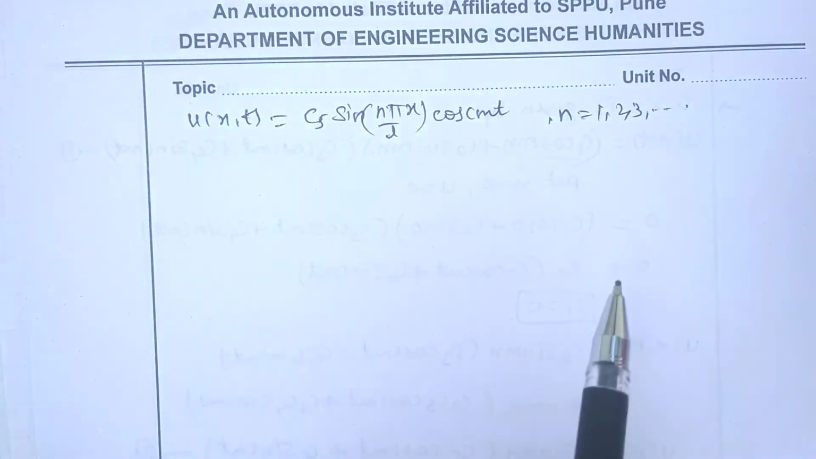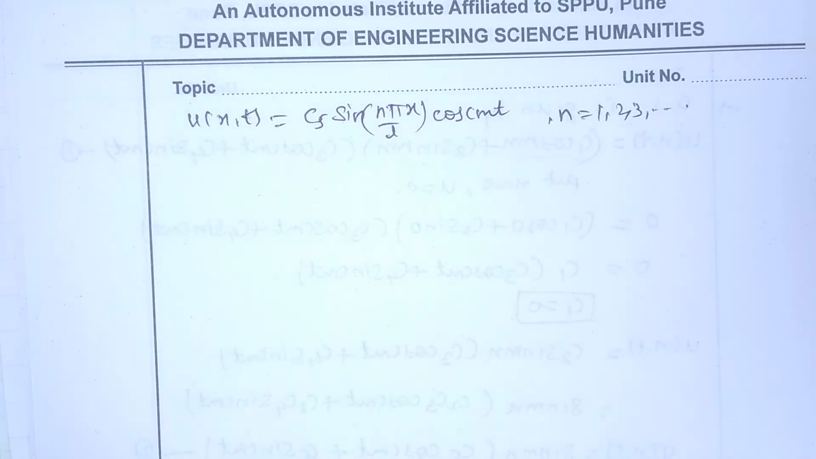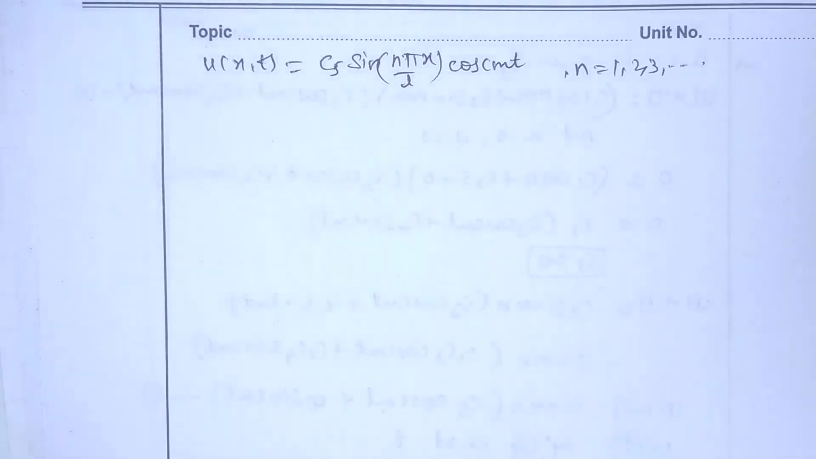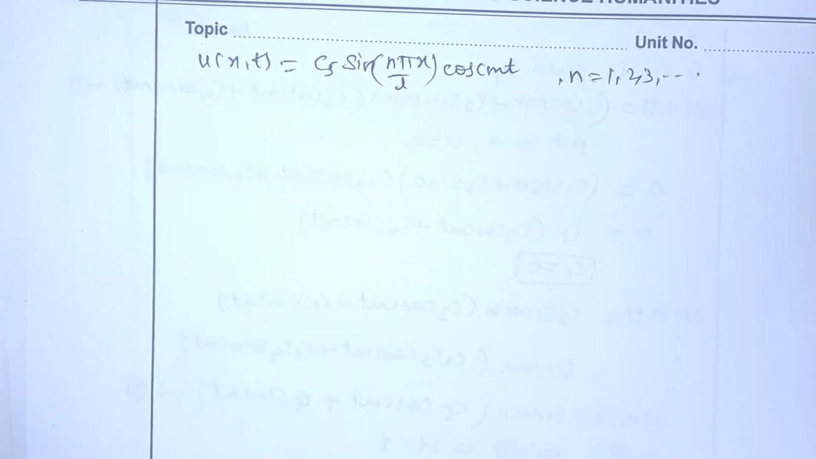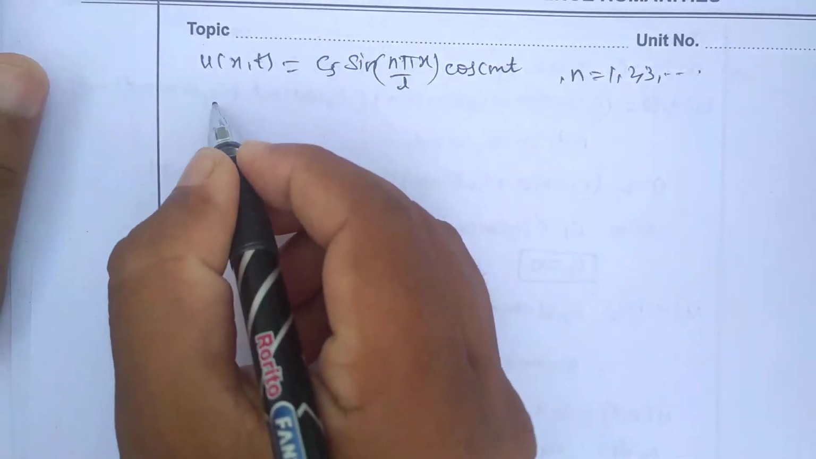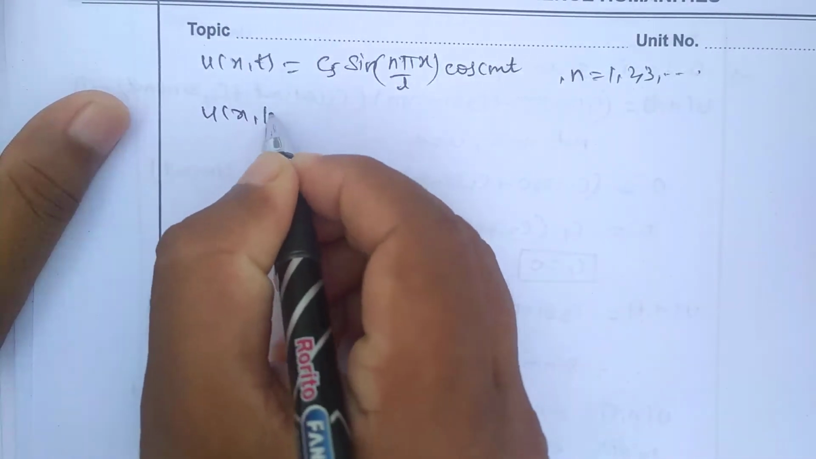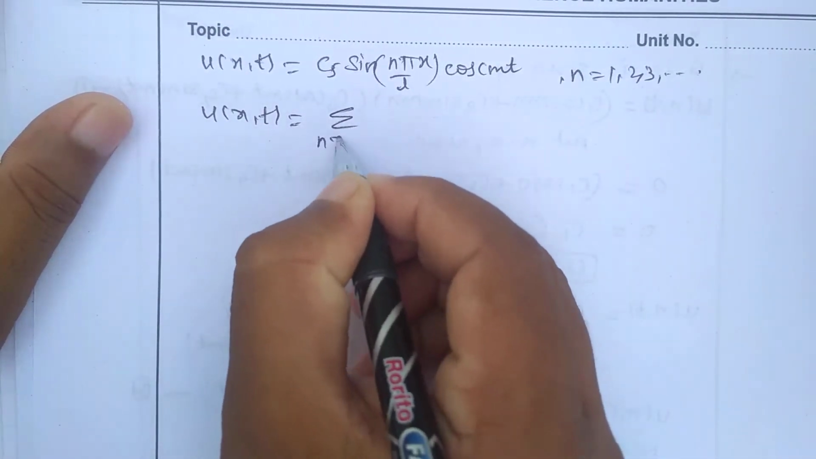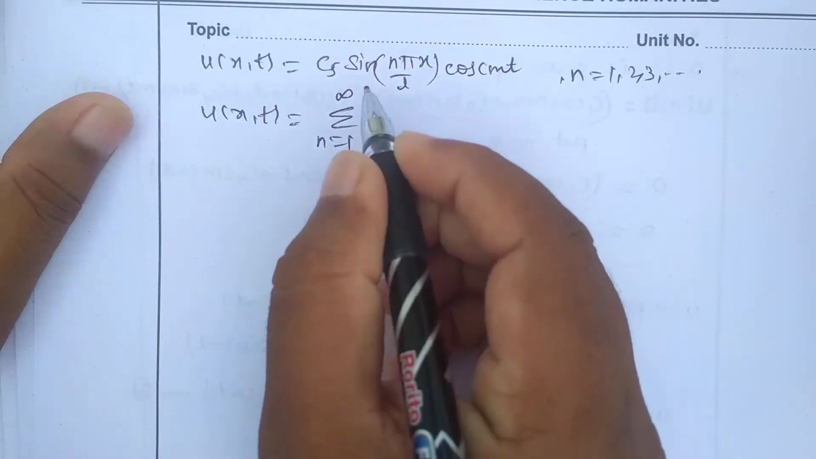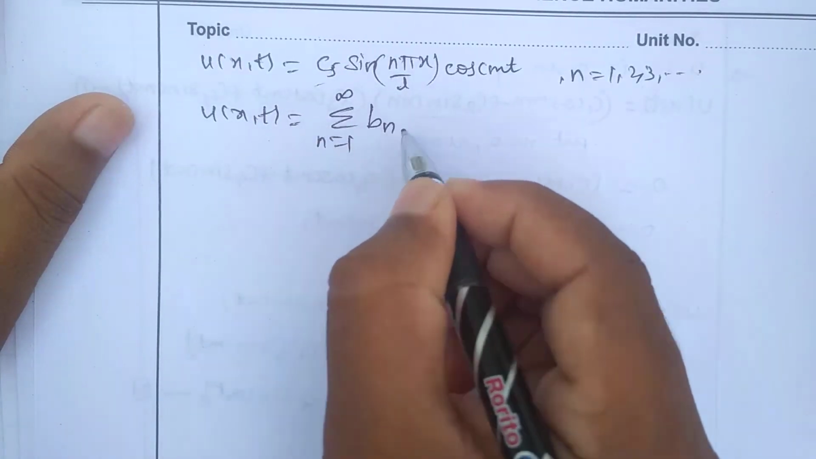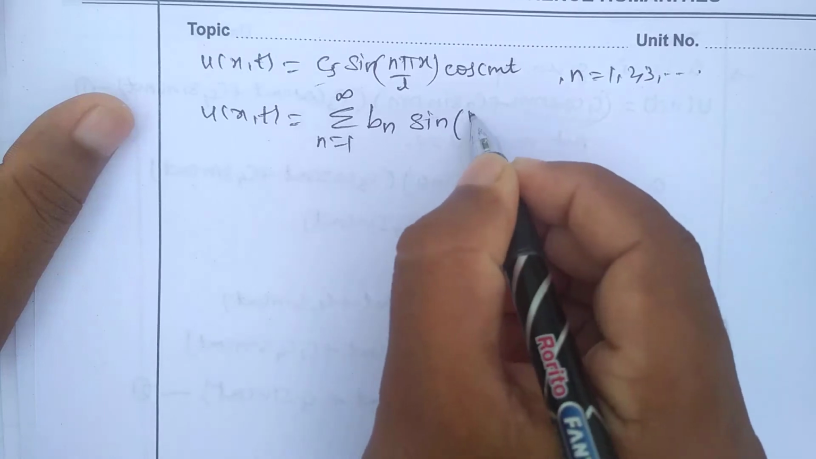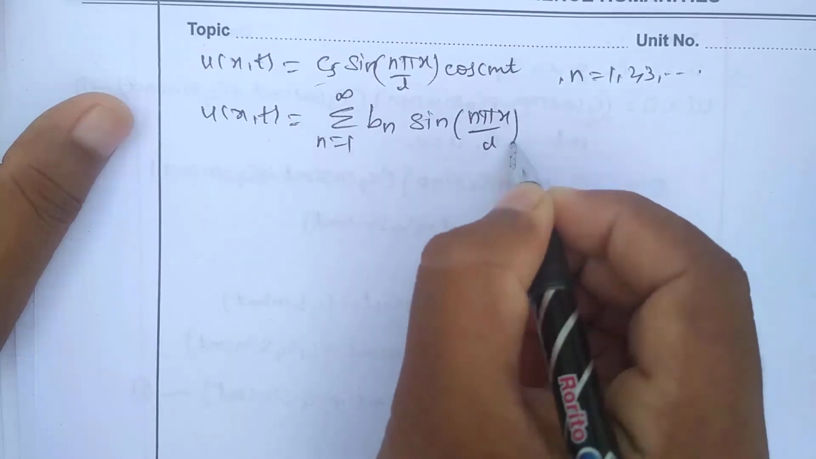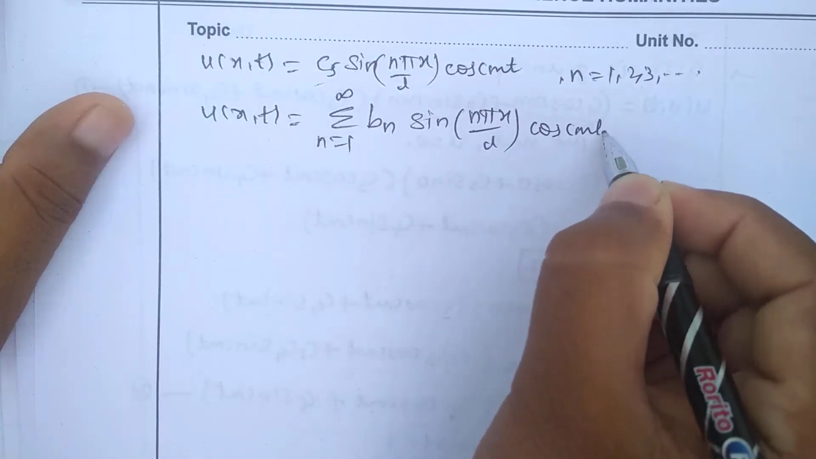Now for n is equals to 1, you will get first solution. For n equals to 2, you will get second solution. For n equals to 3, third solution. So you will get infinitely many solutions. We have to add all these solutions to get a single solution. So we can write u of x comma t is equals to summation n varies from 1 to infinity. Instead of C5, we can use Bn sin n pi x upon L into cos cmt.